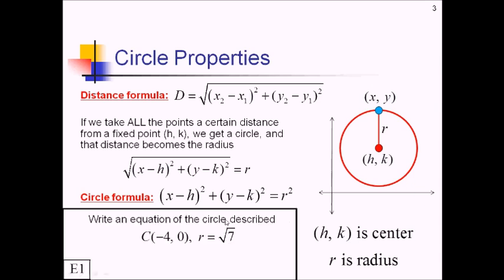Given this information, pause the video and see if you can write an equation of the circle described below with a center of -4, 0 and a radius of radical 7. All right, let's see how you did.